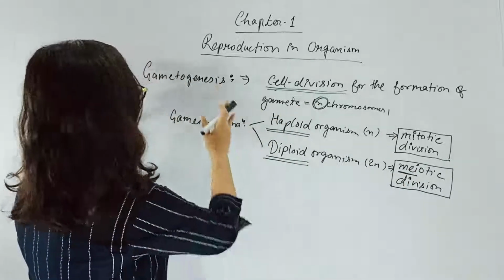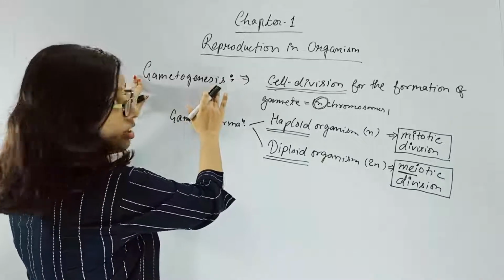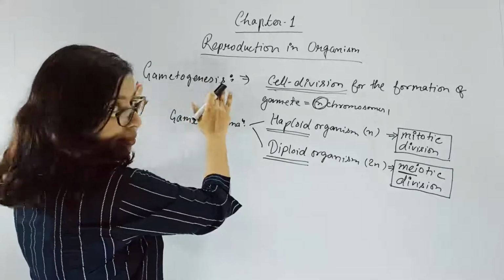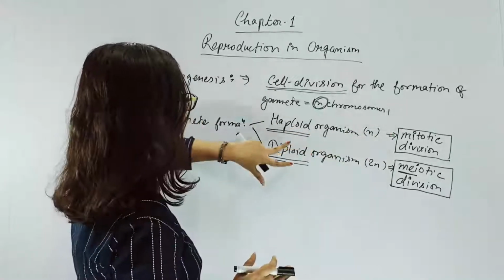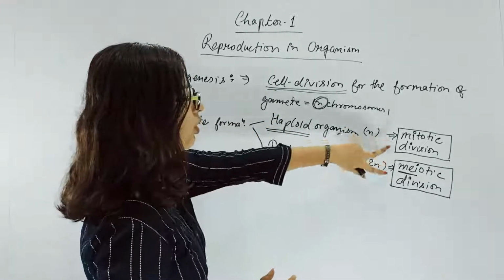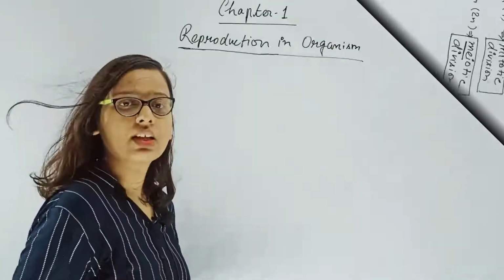So this way, the process of gametogenesis completes here. Gametogenesis is the formation of gamete. So you have understood there are two types of cell division in different types of organisms, and the gamete formation happens.